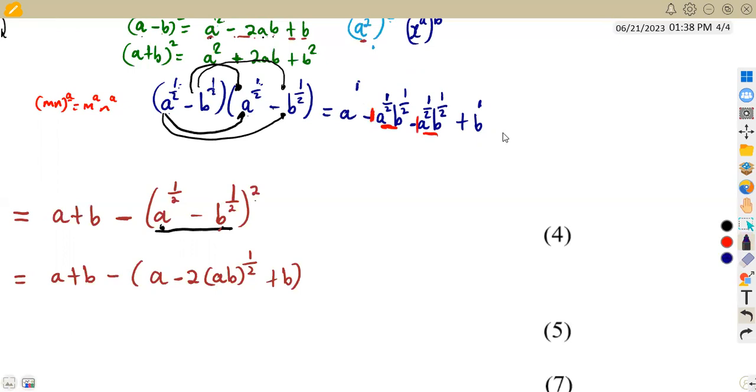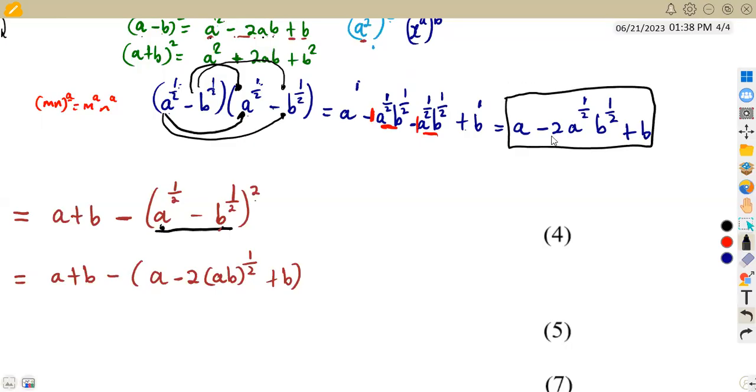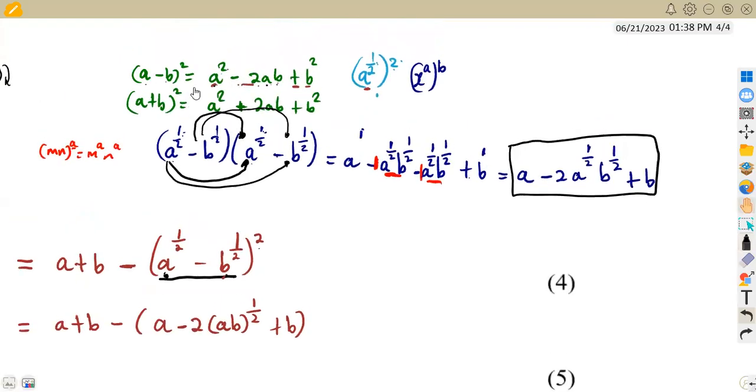So if you combine, a to the exponent of 1 is the same as a. So here we're going to have -1 and -1, which is -2, a to the exponent of a half, b to the exponent of a half. Then plus b to the exponent of 1, which is the same as b. So as you can see, this is the same result that we got after expanding using these identities directly from our algebra. So you can just expand directly, or you can expand the brackets like this.